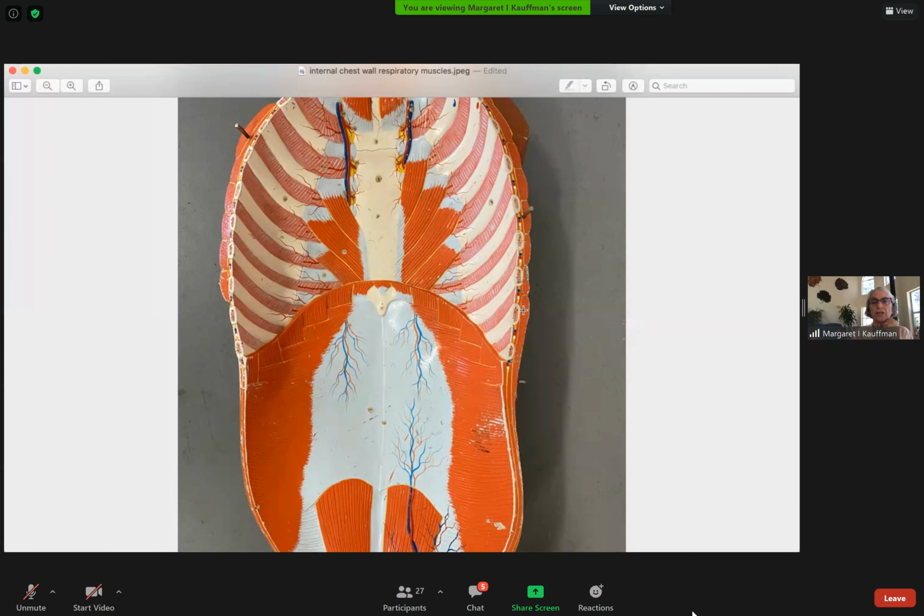I am not going to include all respiratory muscles. Like these muscles, we didn't do 103A, so I'm not going to include them in B either. But this muscle, remember, connects the ribs together.